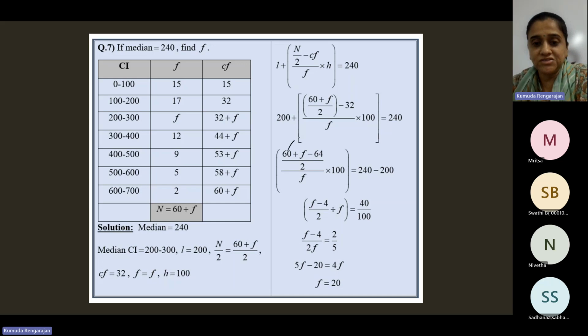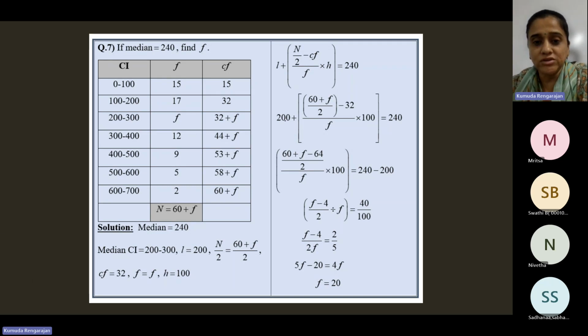And then 60 minus 64 is minus 4. And this is F. So F minus 4 by 2. And then we have divided by F, no? So there's a fraction in division. So I've written this divided by F like this, divided by F.